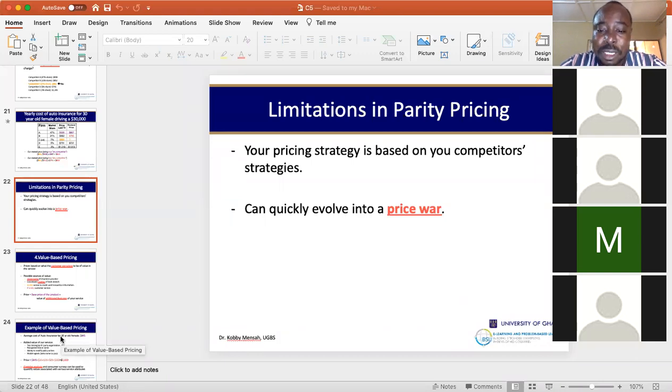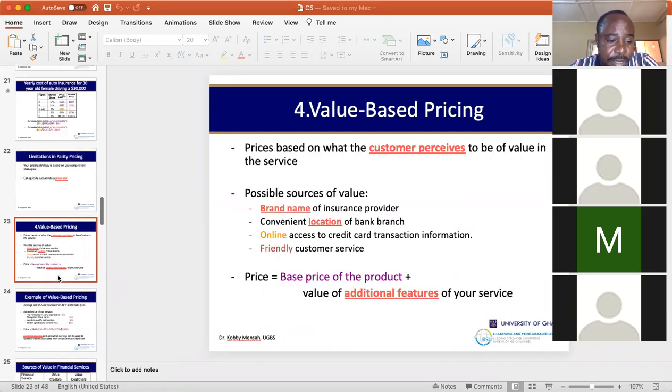Right? So price war is one of the limitations of parity pricing. And sometimes the price war can actually dry your coffers because they will move the price down. You want to follow suit before you realize you're out of the market because you don't have the money anymore to follow that. Yeah. Okay. Any questions or contribution?